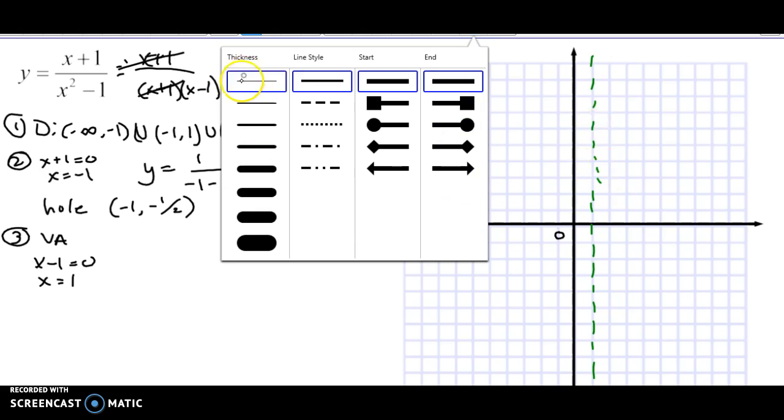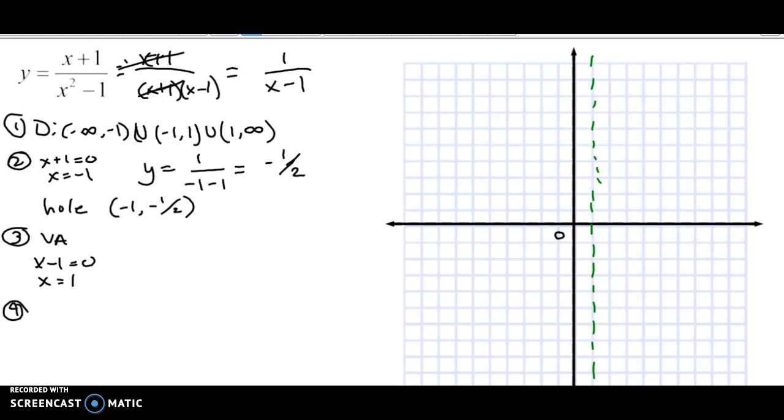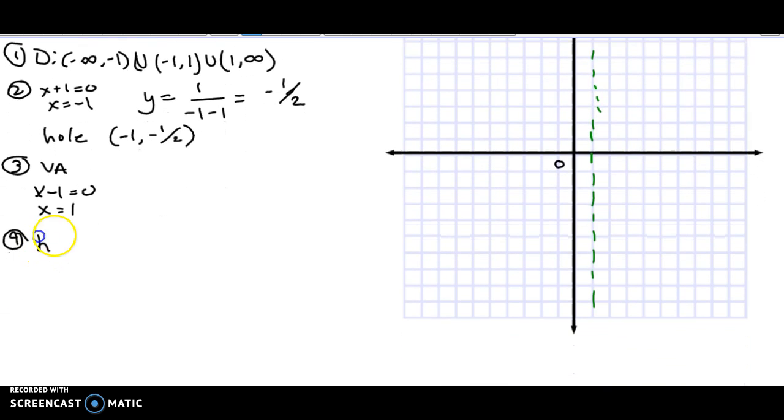Then let's go back and do portion number 4. Part 4 talks about finding our horizontal asymptote. Well, in our case, the power of the denominator is larger than the power of the numerator, which means our horizontal asymptote, based on those rules, is y equals 0.